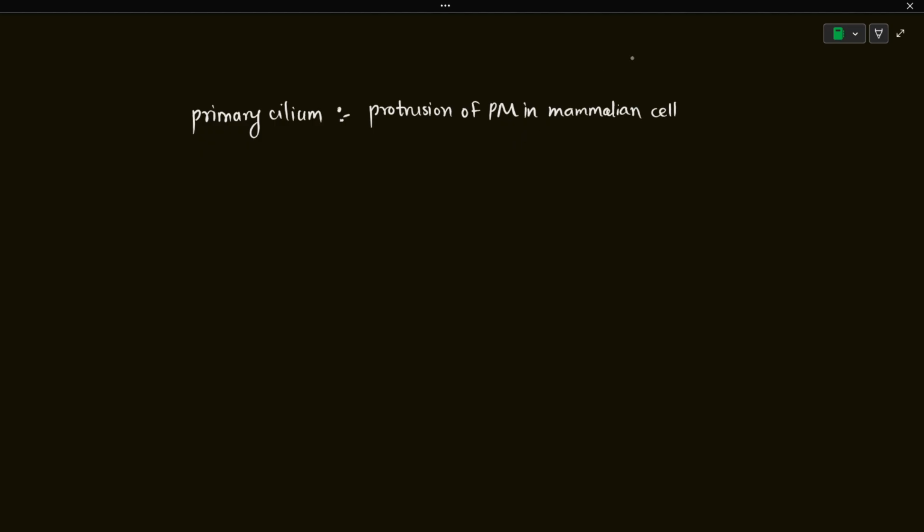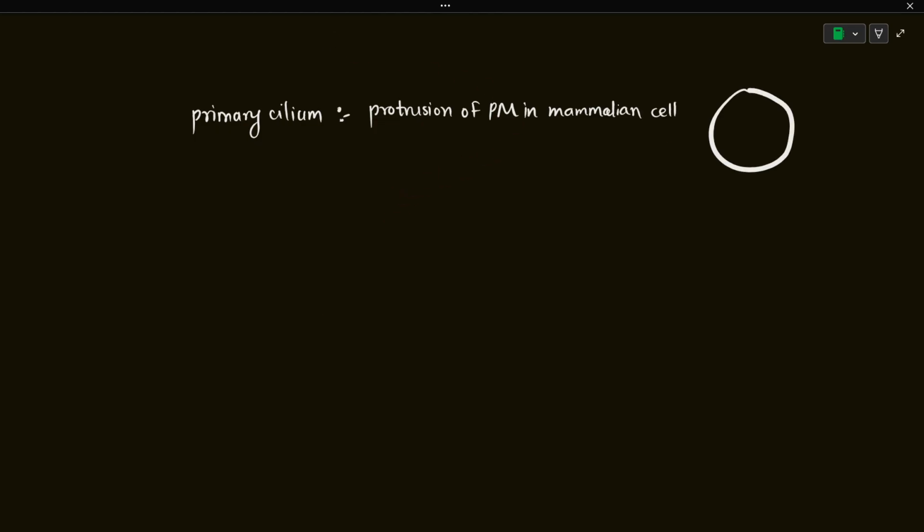It is that crucial. Let's say due to a certain mutation, the mammalian cell which is going to react to the hedgehog signal doesn't form the primary cilium. Let's assume that there is some mutation and due to that it is not able to form the primary cilium. If the primary cilium is not there, the hedgehog signaling won't work. So the existence of primary cilium in the mammalian cell is very important. So what is primary cilium? Primary cilium is the protrusion of the plasma membrane in the mammalian cell.